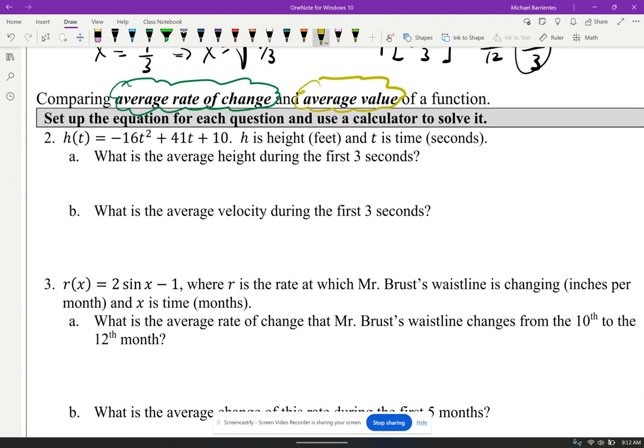So let h of t, which I'm going to assume is a height function with respect to time, be given by this equation. H is height in feet, and t is time in seconds. What is the average height during the first 3 seconds? Okay, so that means I'm going to take 1 over 3 minus 0, so the integral from 0 to 3 of this function.